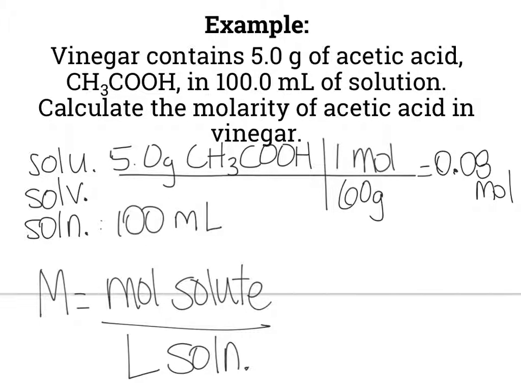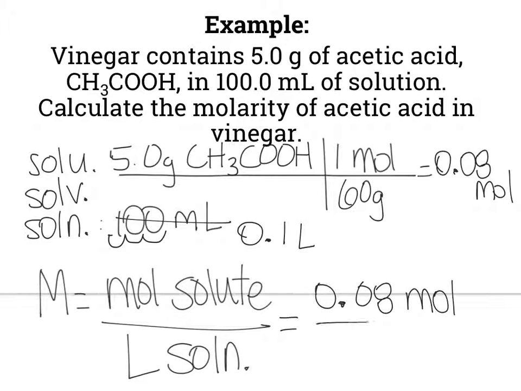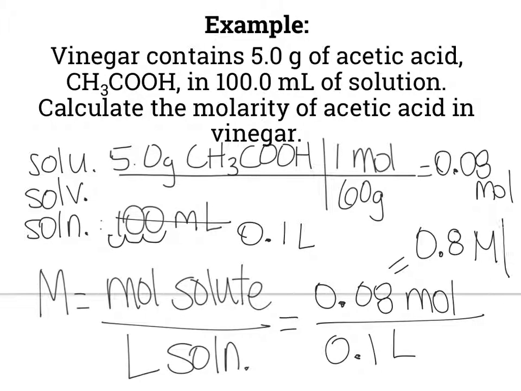100 milliliters. If you move your decimal 3 spaces to the left, you get 0.1 liters. That means our molarity then is just 0.08 moles over 0.1 liters, which, wow, I'm so running out of room, gets you 0.8 molarity. Let me box this to help you kind of find that a bit easier.